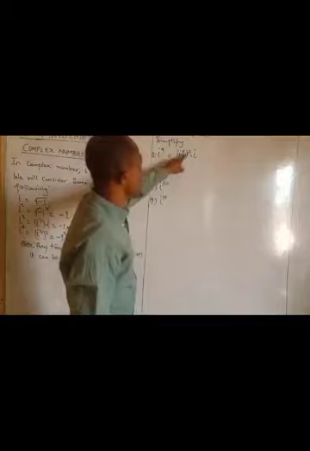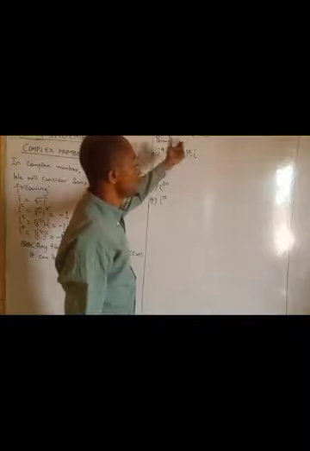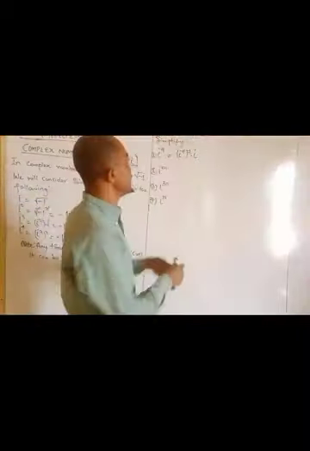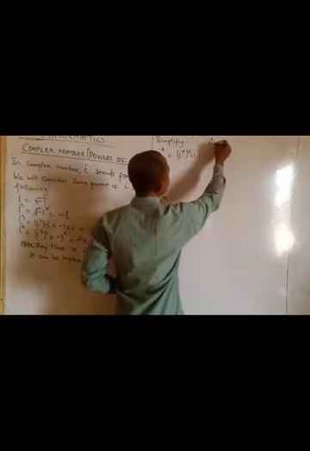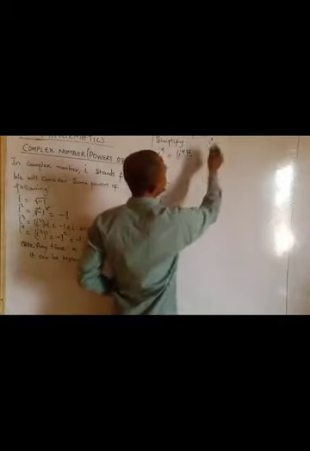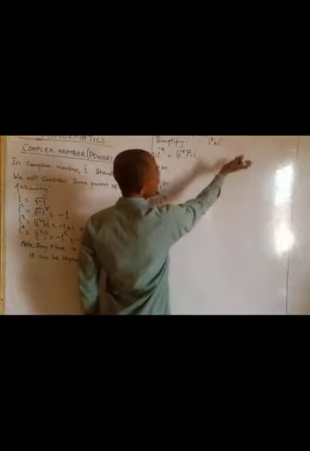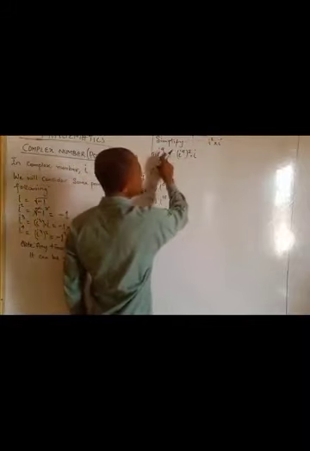If you multiply 4 by 2, that will give us 8. Then it's like we're having i to the power of 8 times i to the power of 1. From indices, 8 plus 1 will give us 9.